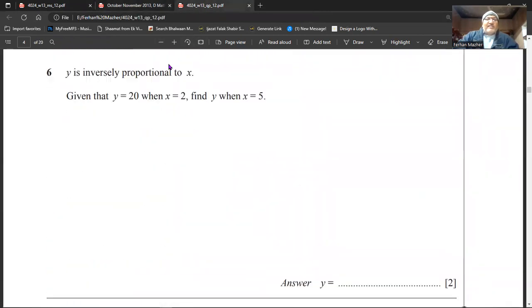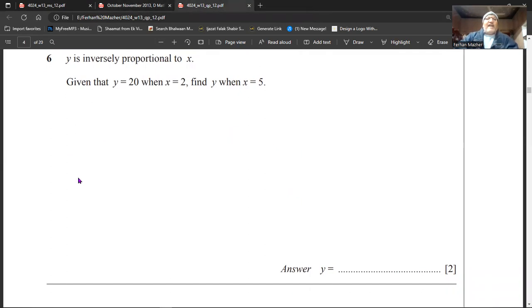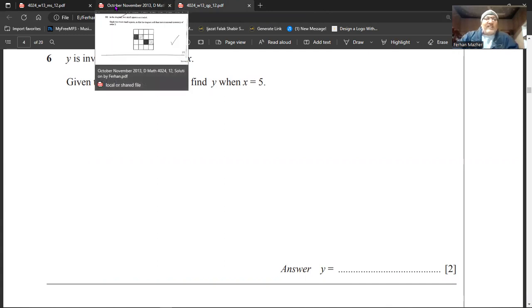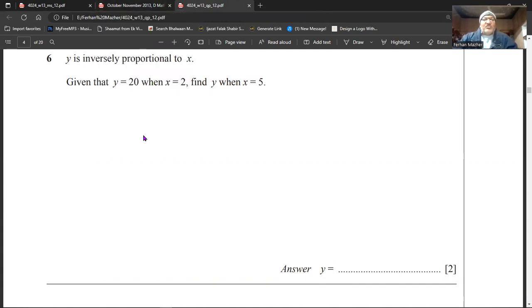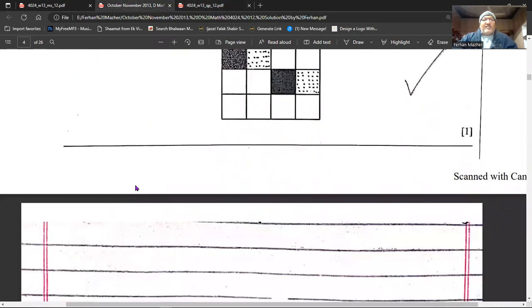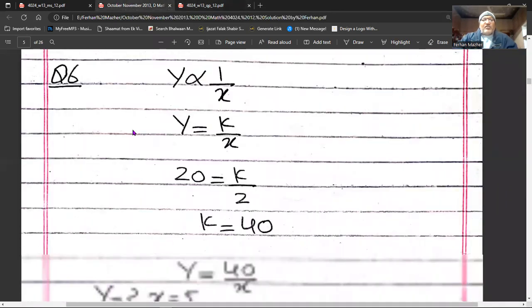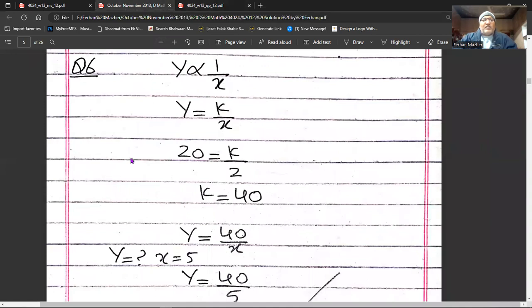So we are going to the next question. The next question is question number 6. It says y is inversely proportional to x. So y is proportional to 1 by x, so y will be equal to k by x. They say given that y is 20 when x is 2, find y when x is 5. Okay, so here we go.